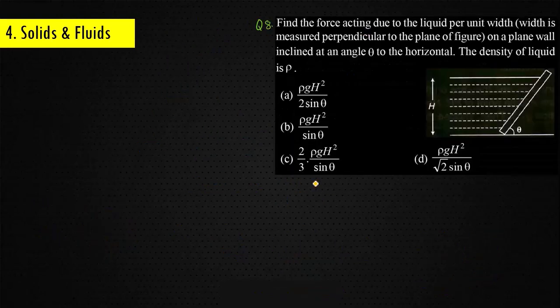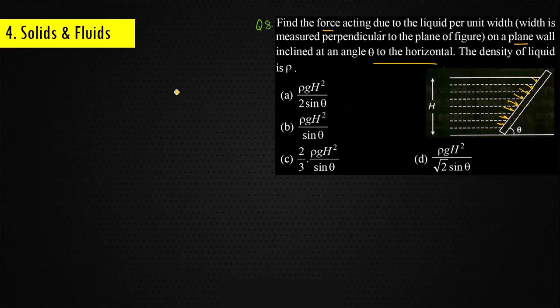Let us say there is a dam wall which is inclined at an angle theta to the horizontal. On one side of the wall, there is water or liquid of height h. Now you are asked to calculate the force acting due to the liquid per unit width. The pressure of the liquid is coming in this direction. Because of the pressure, the wall will feel a force.